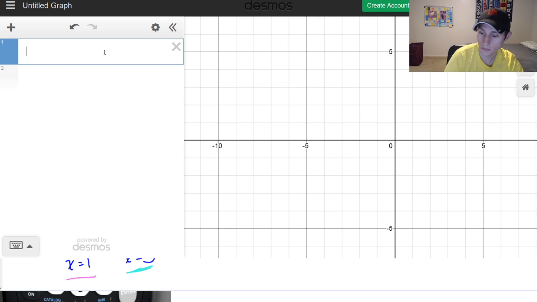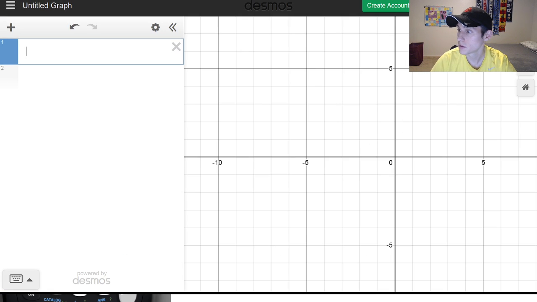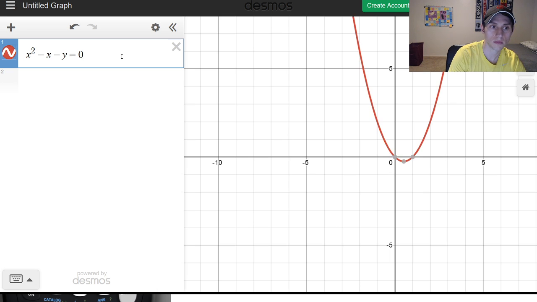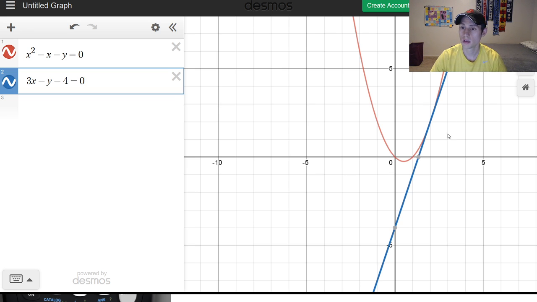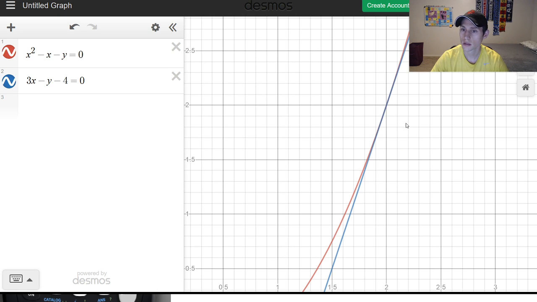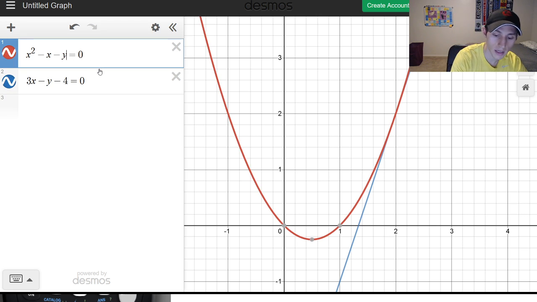Okay, so typing in my two curves. My first equation was x squared minus x minus 1 equals 0. You can see that's a parabola. And then my second equation, 3x minus y minus 4 equals 0. And if we zoom in here, it's kind of hard to tell. Oops, I forgot the minus 1. y minus 1 equals 0.